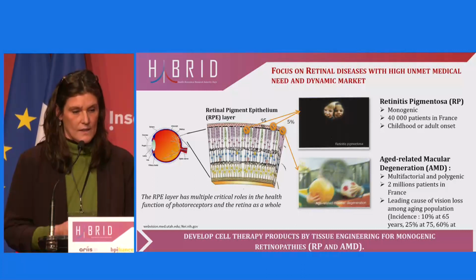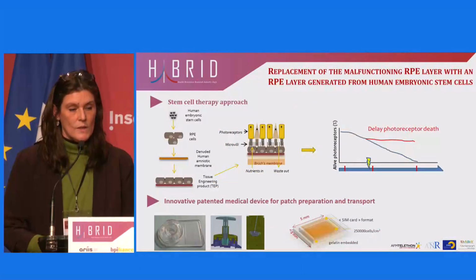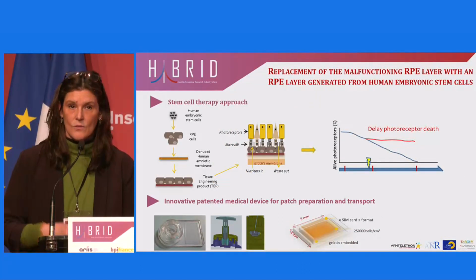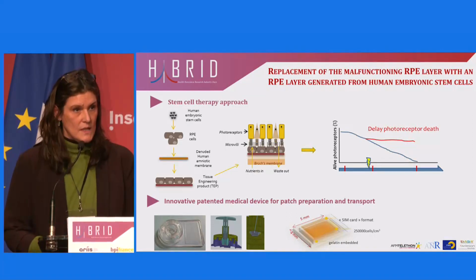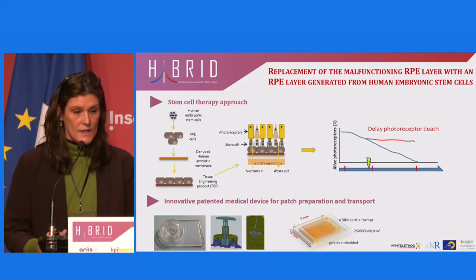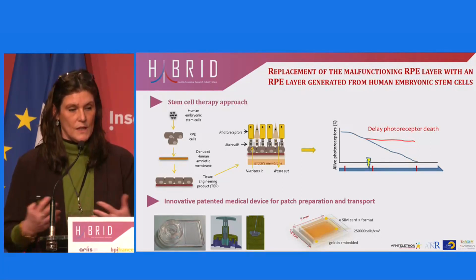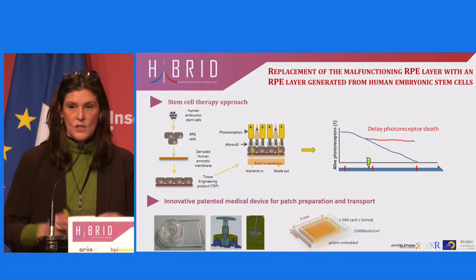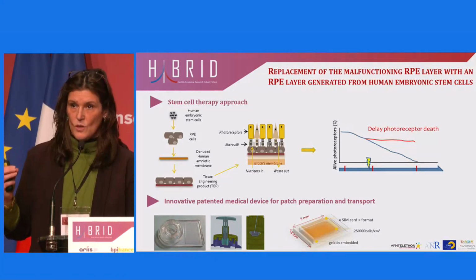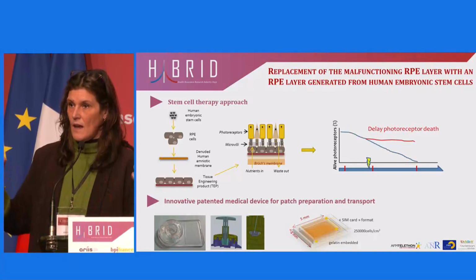So the idea we developed in the lab was to differentiate RPE cells from embryonic stem cells, from pluripotent stem cells. We do that with human pluripotent stem cells, embryonic and iPS. And then to generate a little patch, because you saw that in the retina, RPE cells are very organized.